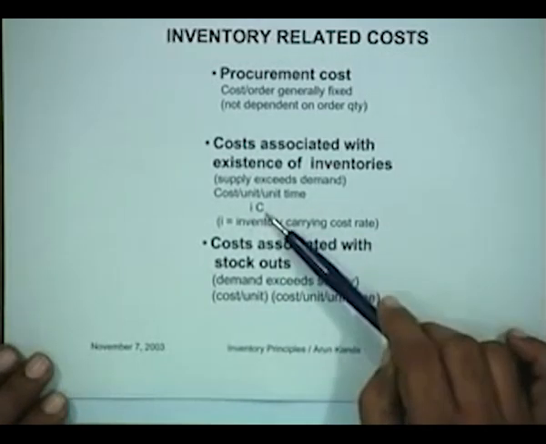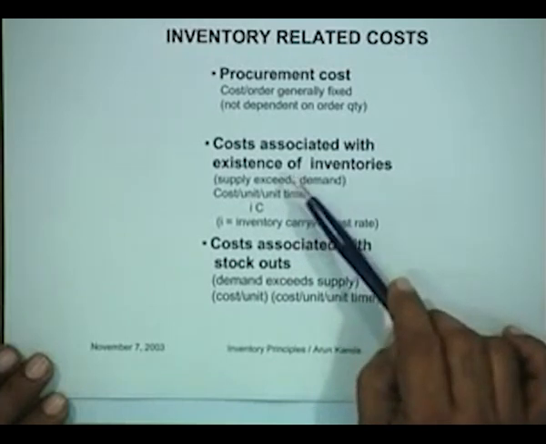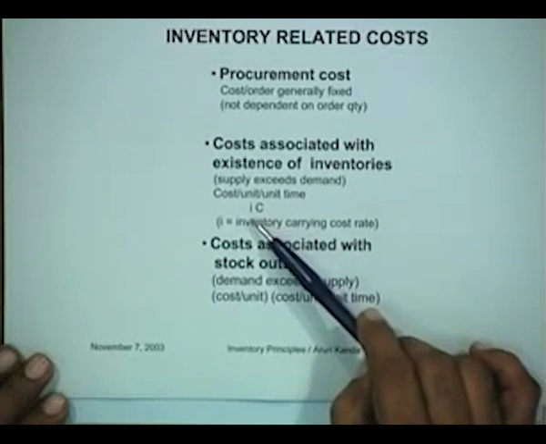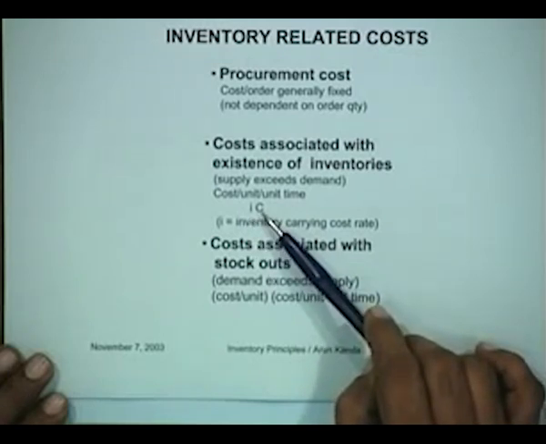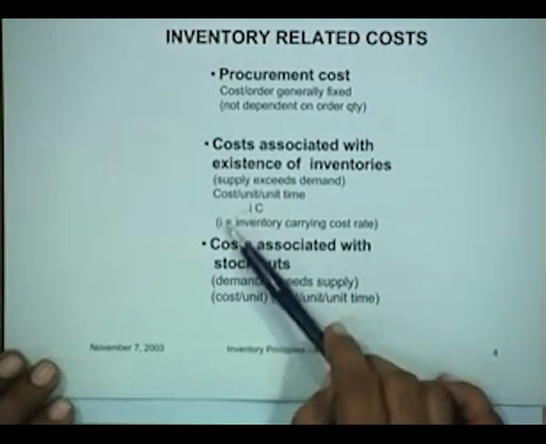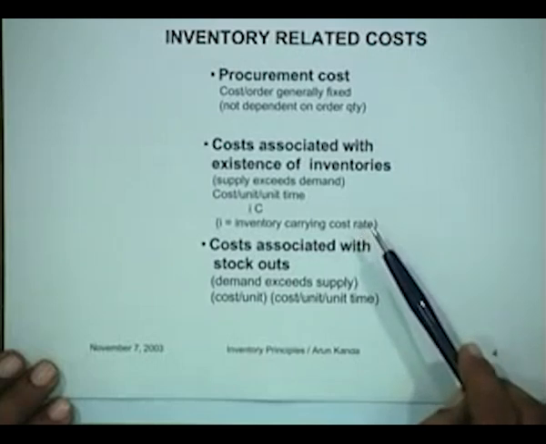So what we are trying to say is that quite often it is common to express the cost of holding inventories in terms of a percentage of the cost or unit cost of the item, in that sense. And small I here refers to what we call the inventory carrying cost rate.